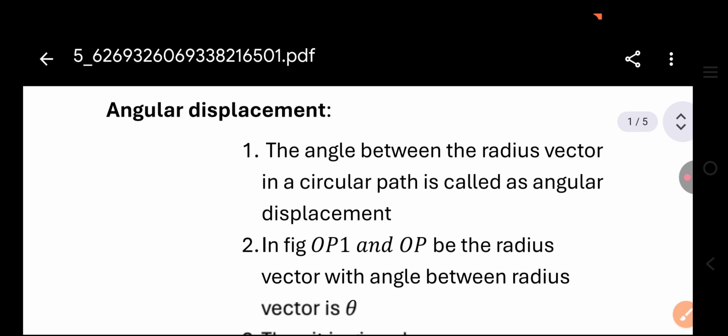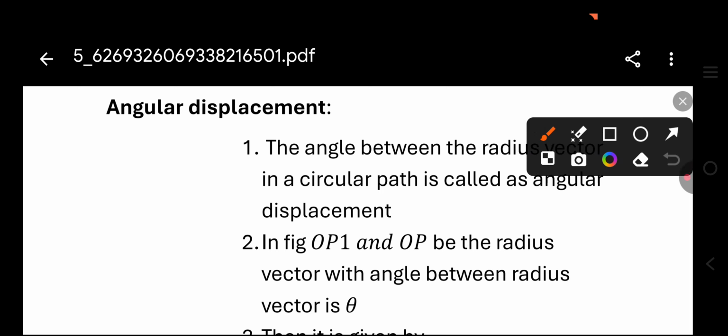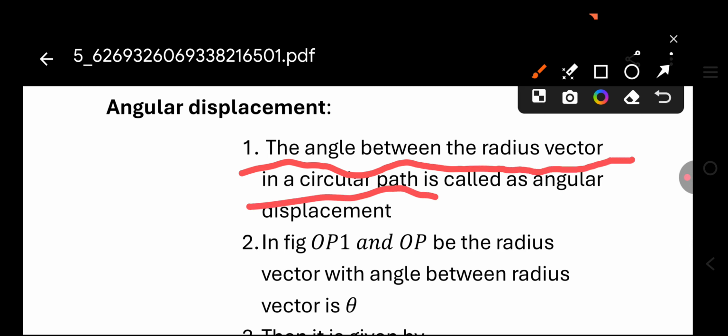The second point is angular displacement. Angular displacement means the angle between the radius vectors in a circular path is called angular displacement. The angle between the radius vectors in a circular path is called angular displacement.